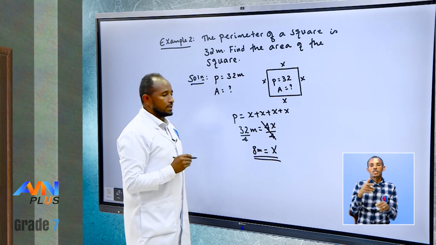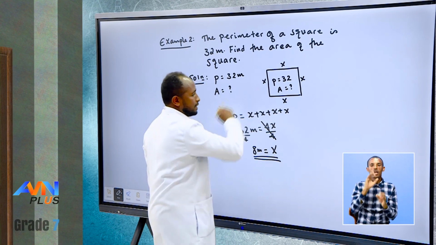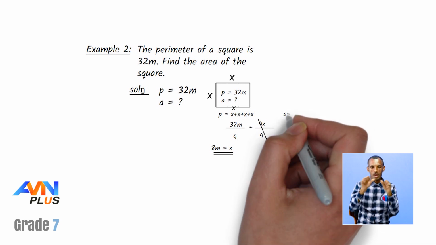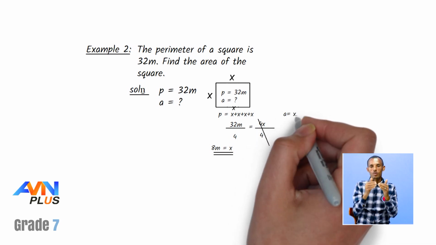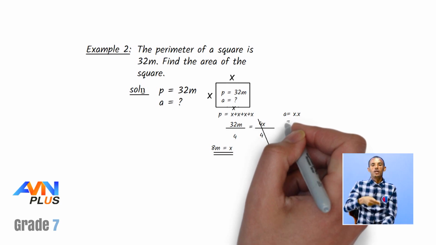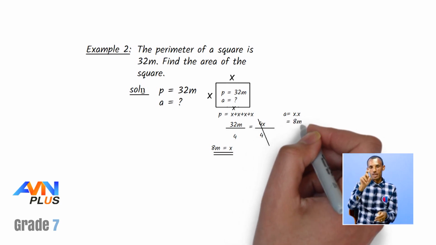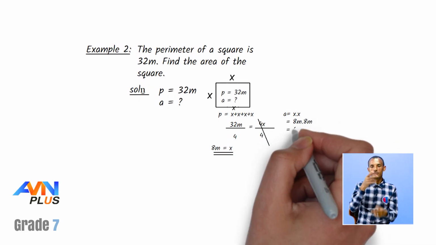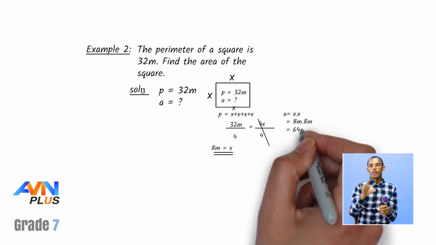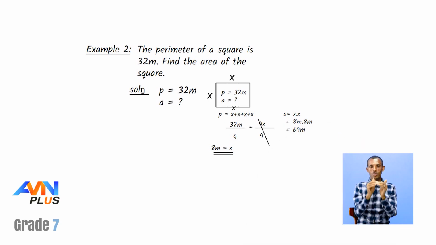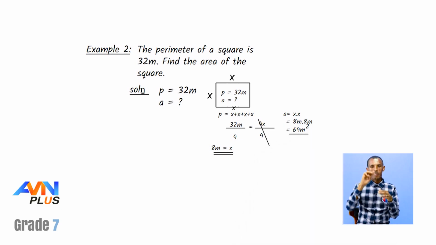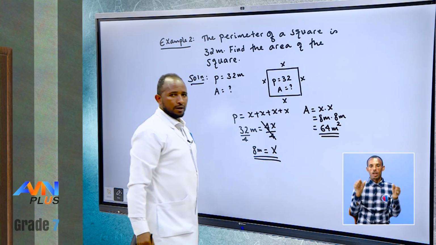But the question is to calculate its area. The area is equal to base times height. Simply it is x times x. Since we have calculated x, take the number, it is 8 meter times 8 meter. Therefore 8 times 8 gives us 64 square meter, which will be the area of the square.